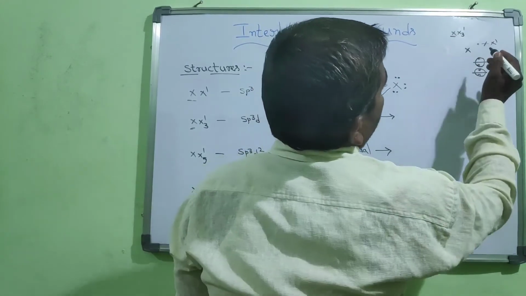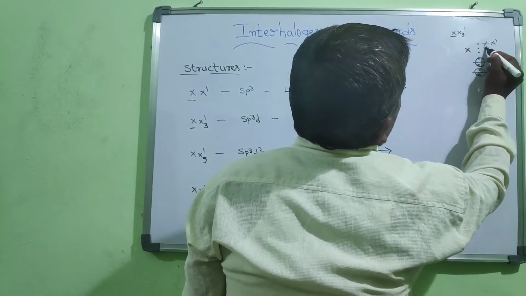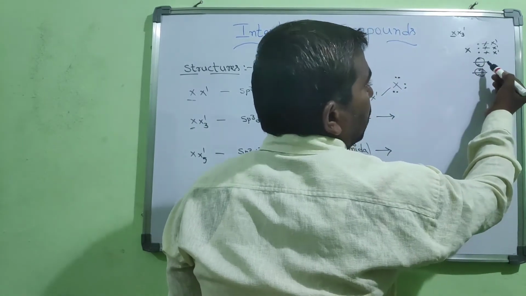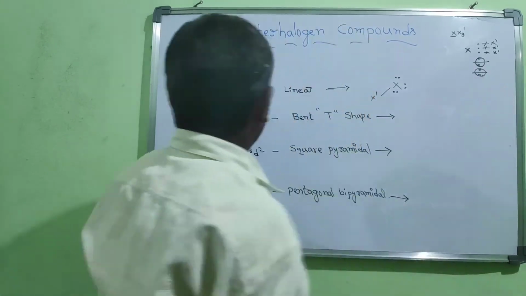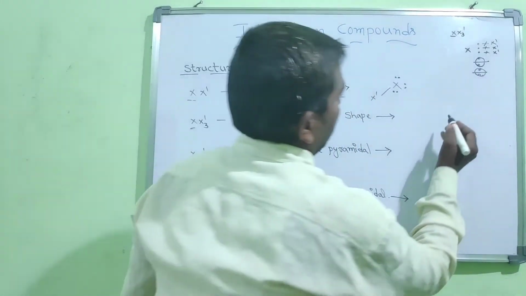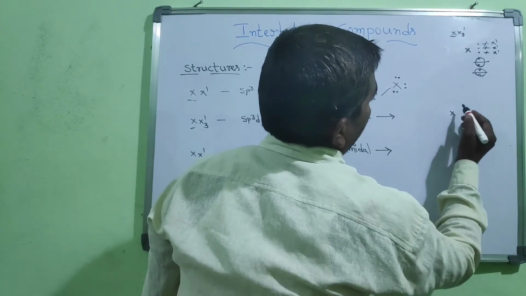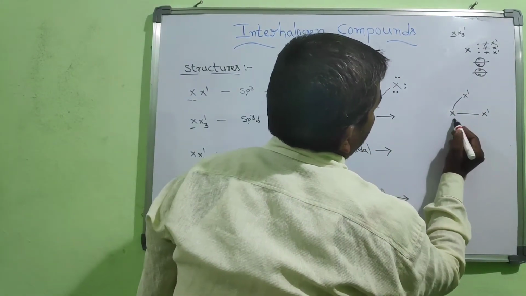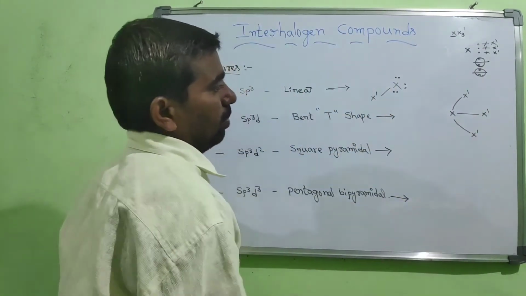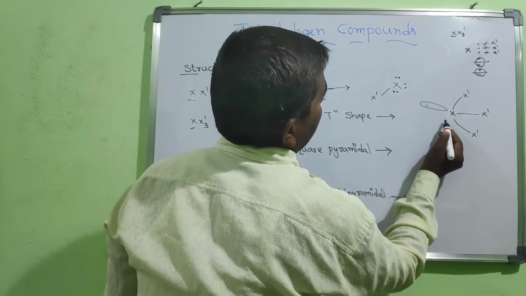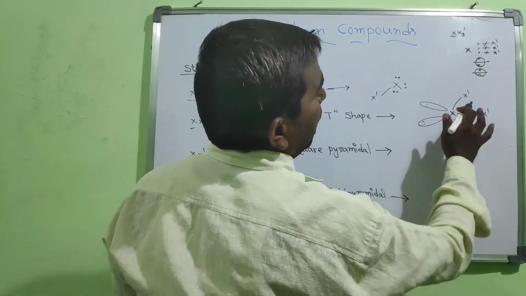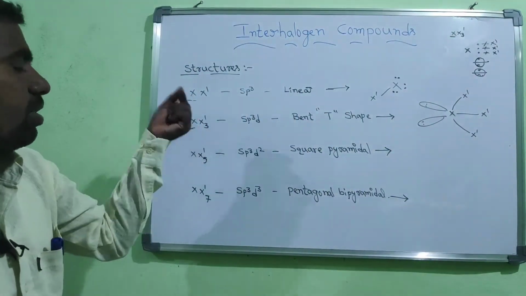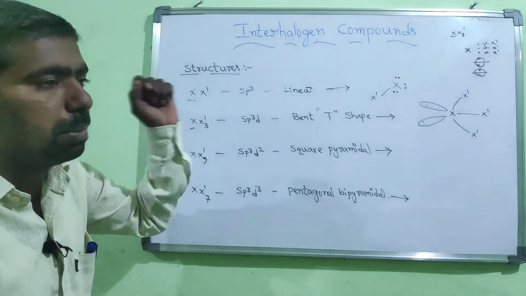In XX3', the central atom is a halogen making 3 single bonds: s, p1, p2, p3, d. sp3d is the hybridization. X is the central atom, here X', here another X', here another X', and the remaining 2 lone pairs like this. That is the bent T-shape structure. That is about the structure of XX3'. At the central atom the hybridization is sp3d.